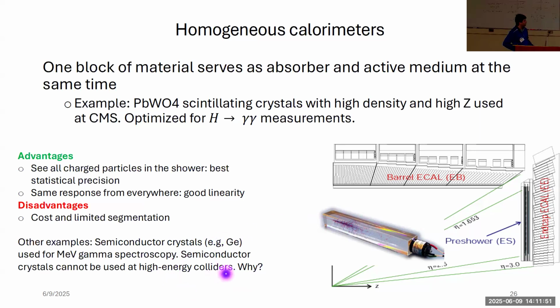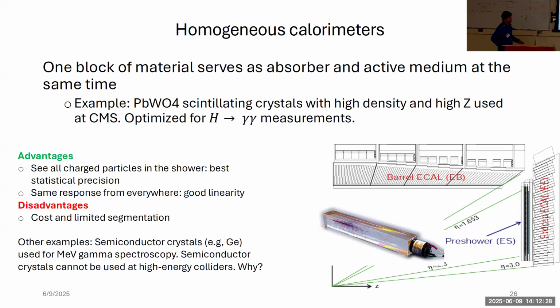And then other examples are if you go to actually low energy detectors. So, for example, at FRIB, if you do gamma spectroscopy, people will use semiconductor crystals such as germanium for MeV level gamma spectroscopy, and there you can actually measure very good energy resolutions for MeV particles. But you cannot use these semiconductor crystals at higher energies, even though the stochastic term would improve.